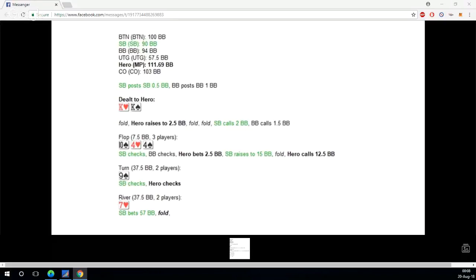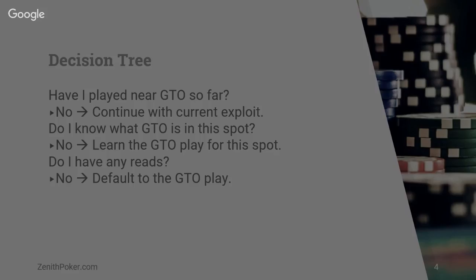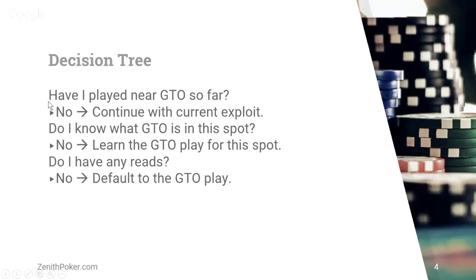All right, guys. So let's use a decision tree and sort of analyze it through that. All right. So decision tree. Have you played GTO so far? So we can think about your decisions on every single street, right? Because let's just start with the flop.